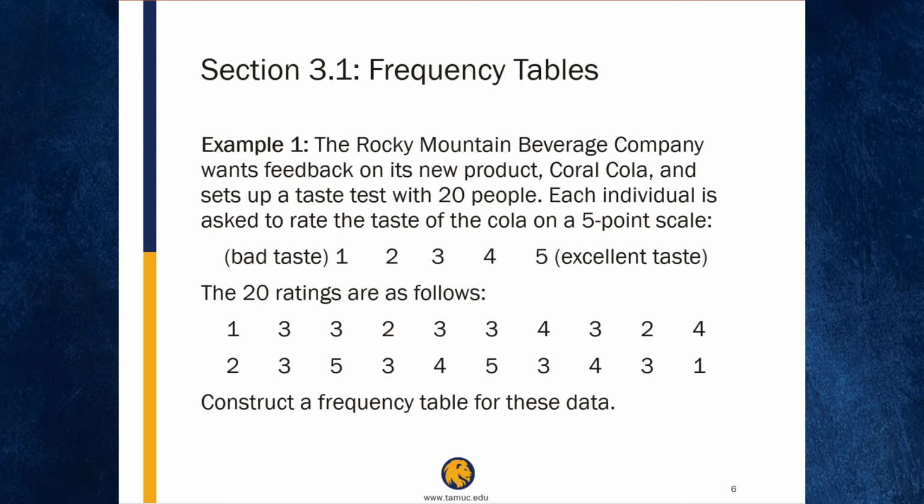So let's do this on our own here. It says the Rocky Mountain Beverage Company wants feedback on its new product, Coral Cola, and sets up a taste test with 20 people. Each individual is asked to rate the taste of the cola on a 5-point scale, where 1 at the low end is for bad and 5 on the high end is for excellent. And so they receive these 20 ratings here below. So this is like our raw data that we want to organize. So we're going to construct a frequency table for these data.